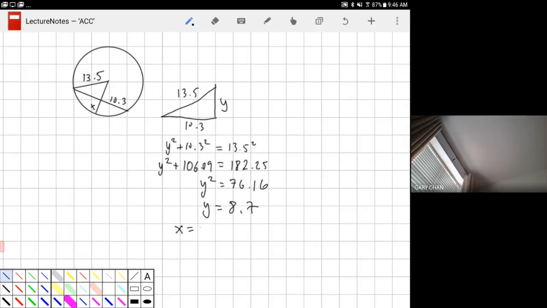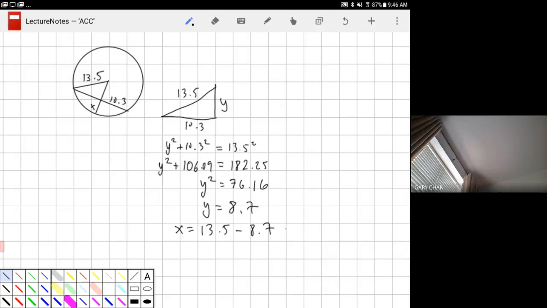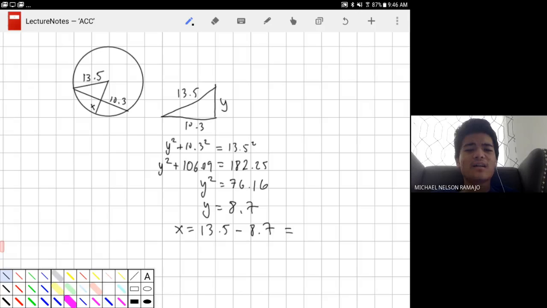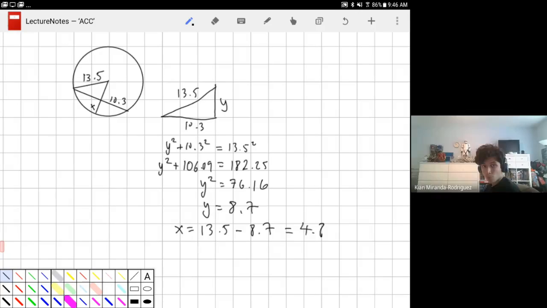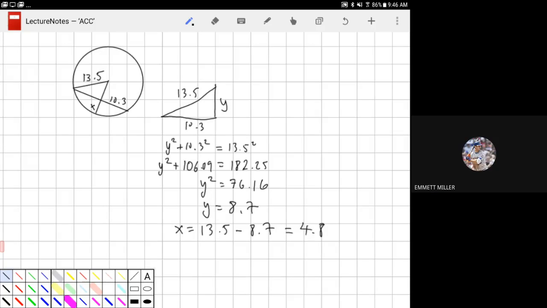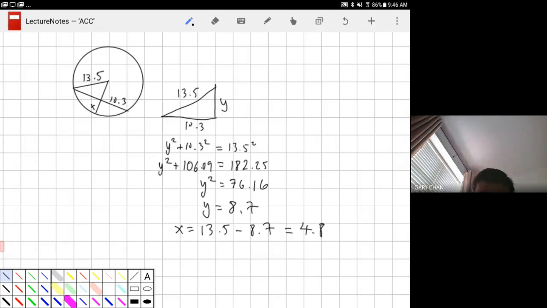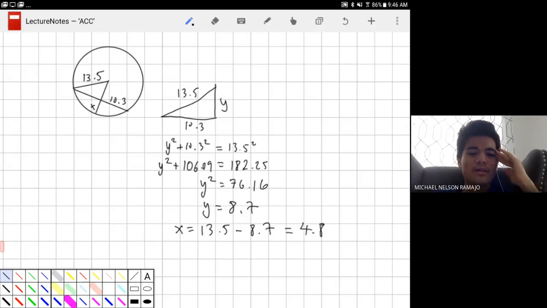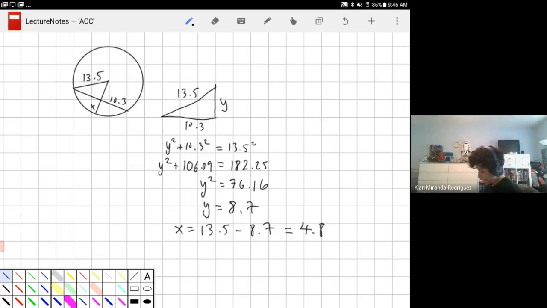So x is 13.5 subtract that, equal to what will that turn out to be, Sasha? 4.8. It's not in the answer. 4.8? 3.4, 5.9, 4.2. It's in the answer. Oh, I got 4.8. Okay. Got it. And that's it. There was only 12 questions there.